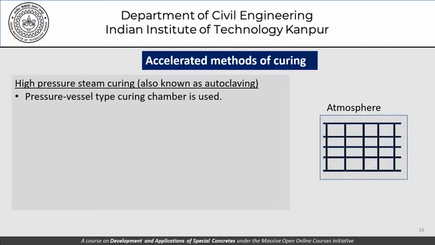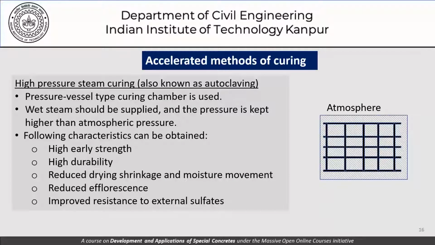This slide we've already seen in our previous discussion when we talked of high pressure steam curing known as autoclaving. That's what we just described. The pressure vessel type curing chamber is used where steam should be supplied and the pressure kept higher than atmospheric, and we can obtain the kind of characteristics which are mentioned here: high early strength, high durability, reduced shrinkage and moisture movement, reduced efflorescence, and improved resistance to external sulfates. This slide we have taken from the previous discussion that we had in possibly module 3.